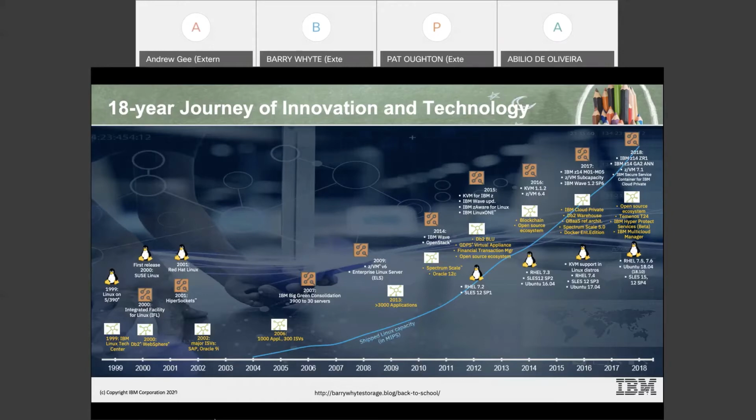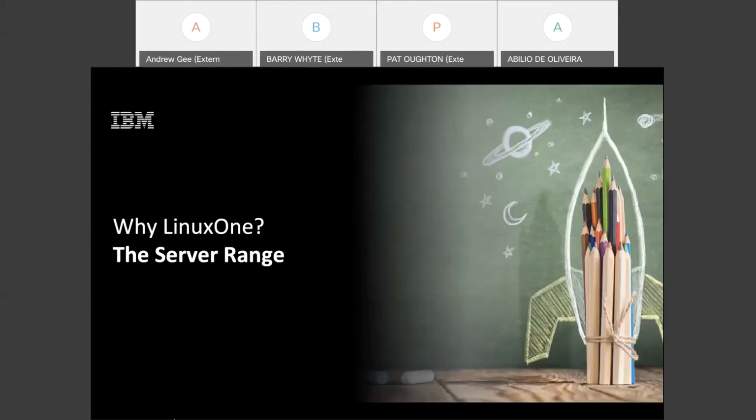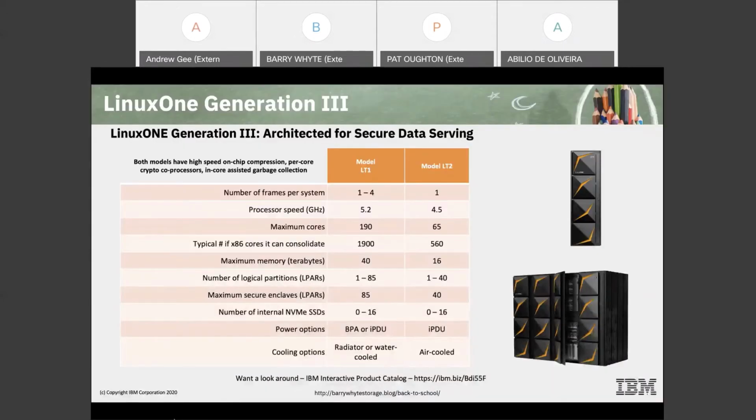So why are we doing this? Two server ranges, one for the low-end customers and one for the massively high-end customers.